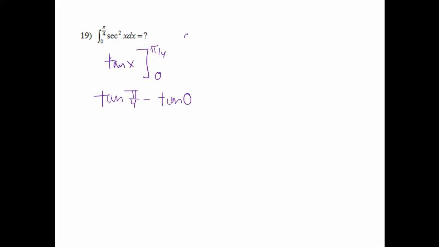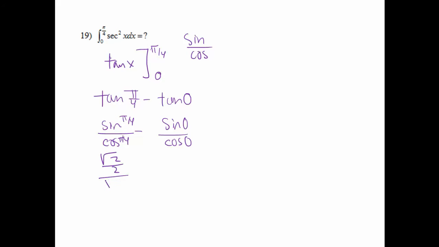And I know tangent is sine divided by the cosine. So this will be sine of pi over 4 divided by the cosine of pi over 4 minus sine of 0 over cosine 0. Sine of pi over 4 is square root of 2 over 2. Cosine of pi over 4 is also square root of 2 over 2, so that will reduce to 1. And then on this one, sine of 0 is 0. Cosine of 0 is 1. 0 divided by 1 is 0. So 1 minus 0 is 1.